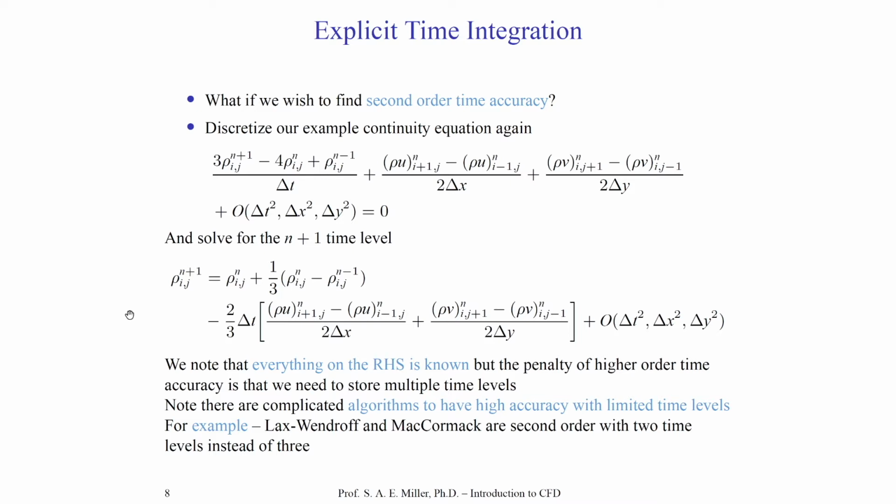Remember, everything on the right-hand side is known for the explicit approaches, and there are complicated algorithms to have even higher accuracies with limited time levels. And these might be called here the so-called Lax-Wendroff approach and McCormack approach. They're both also second order in time with 2 time levels instead of 3. That's actually fascinating. So you only would have the previous time level and the future time level. That's much more compact temporally, but still, if we increase the order of these schemes, generally you'll see that we have to pay the price of using more memory and more computational power, but we get the advantage of higher order of accuracy and maybe even larger time steps and better stability.